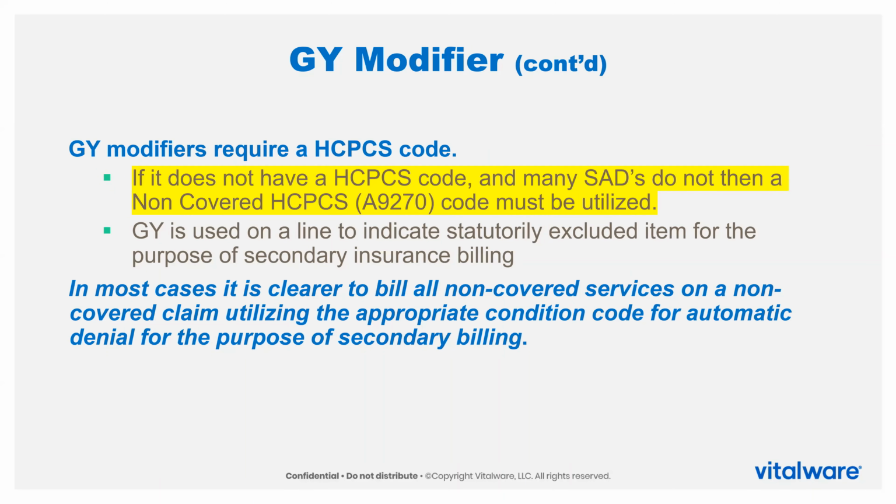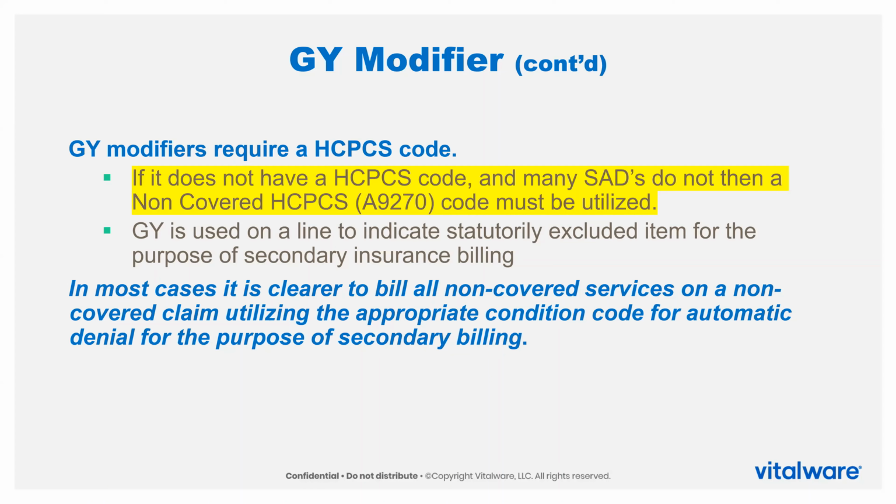So I get this question. Can I use J3490 unspecified? No, you may not. Self-administered drugs are non-covered, and therefore you must use A9270. That must be on the claim. So if you're going to use a GY or GZ or GX, you must have the A9270 for the HCPCS code in the non-covered column. So that's the HCPCS code you need to use.